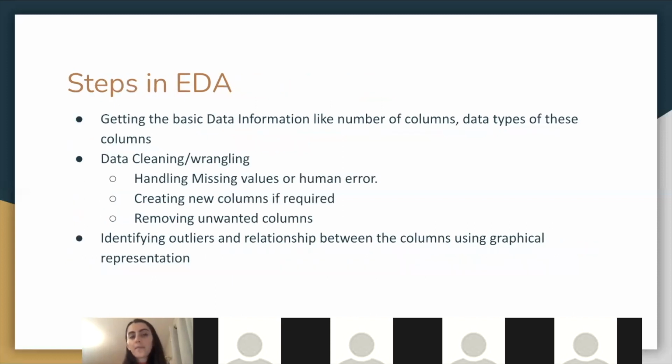So what kind of steps are we going to take in the EDA? We will see the basic data information like the number of columns and the data types, and then we will do some cleaning and wrangling, that is handling the missing values, then creating new columns and removing unwanted columns if required. And then we will see some outliers and relationships between different columns to understand more about the data.